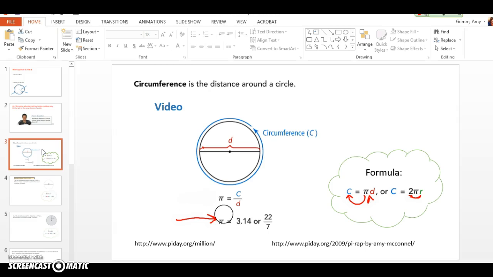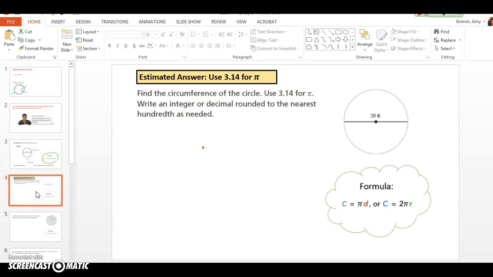Okay? All right, so let's actually use this a little bit. The first thing you're going to see is what's called an estimated answer. Anytime you take a long decimal and you shorten it, you no longer have an exact answer. That's why mathematicians like to use fractions, because then you get exact answers. So this is just an approximate answer.